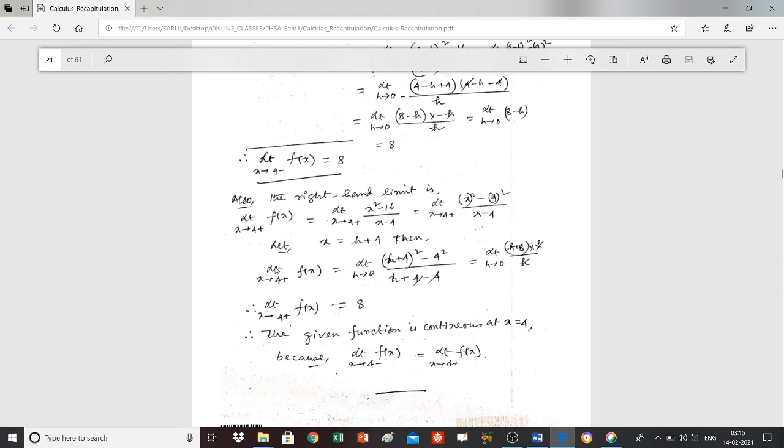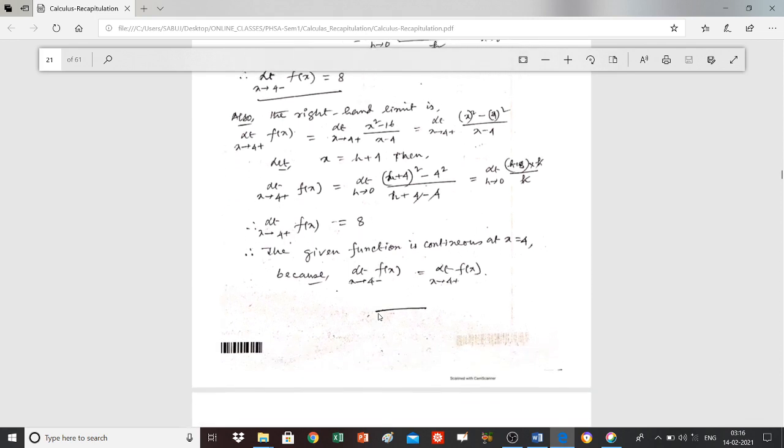So this right hand limit can be written as limit h tends to 0, where x should be replaced by h plus 4, that is (h plus 4) whole square minus 4 square by (h plus 4) minus 4. So after simplification you also obtain in this case that the right hand limit is equal to 8.